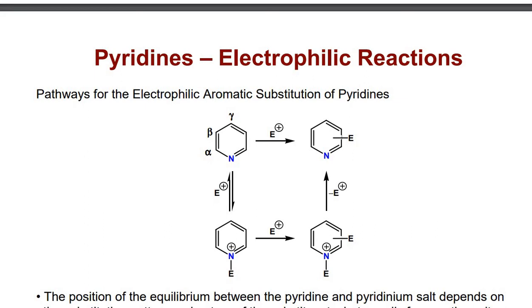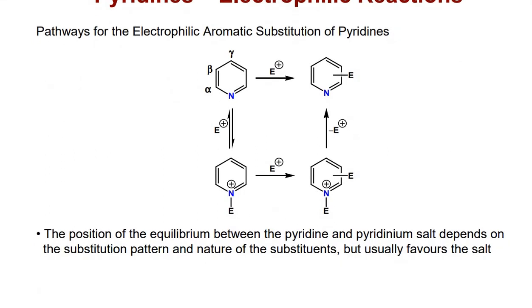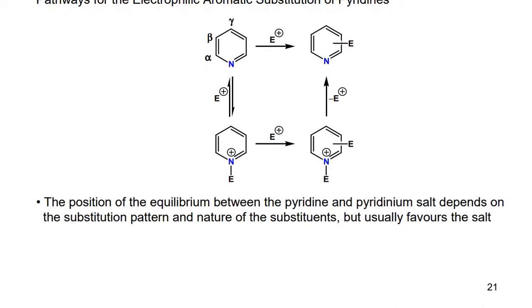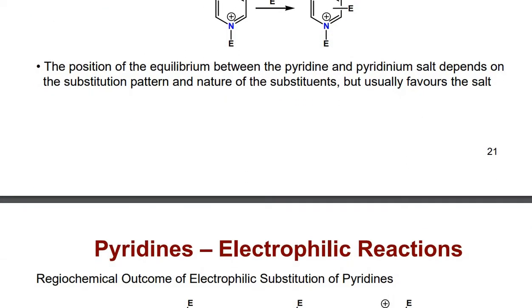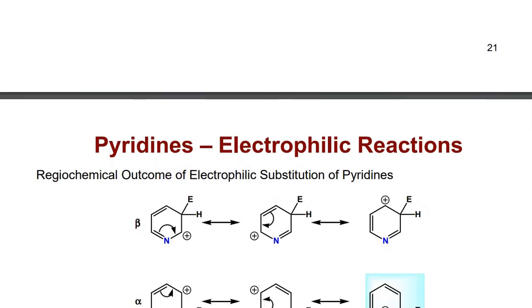Now look at pyridine's electrophilic reactions. Pathway for electrophilic aromatic substitution of pyridine. Look at here the pyridine alpha, beta, gamma positions and their resonance forms. The position of equilibrium between the pyridine and pyridinium salt depends on the substitution pattern and nature of the substituents, but usually favors the salt.